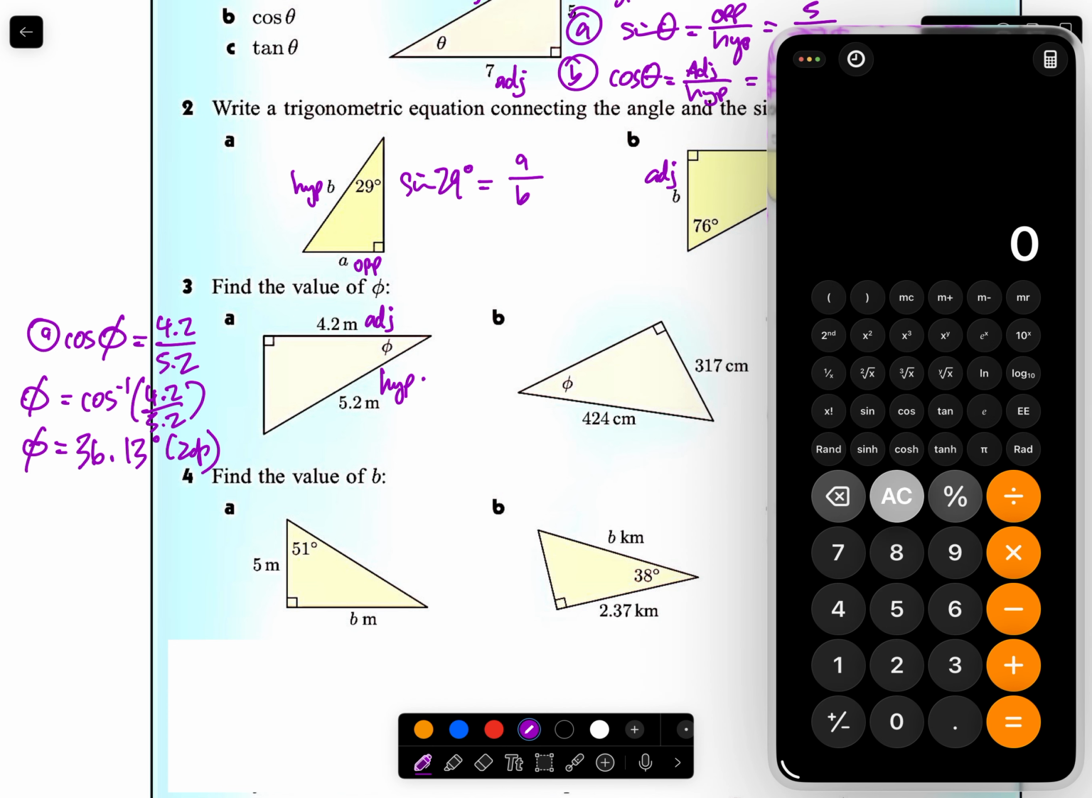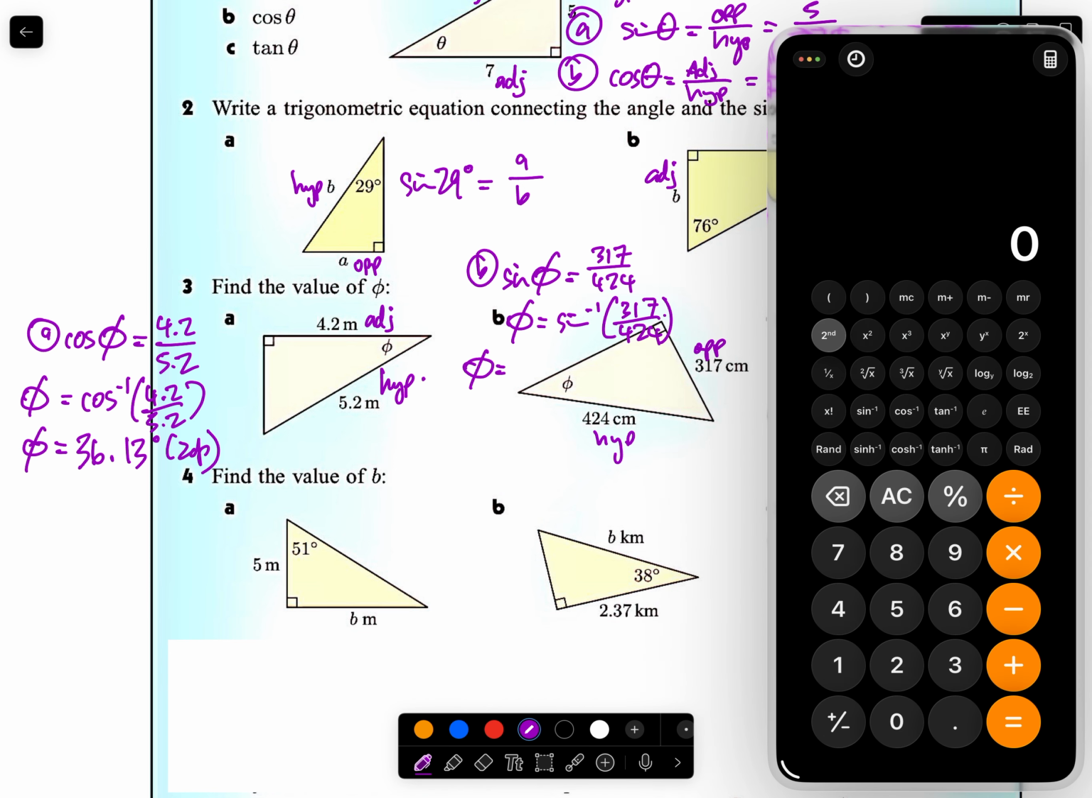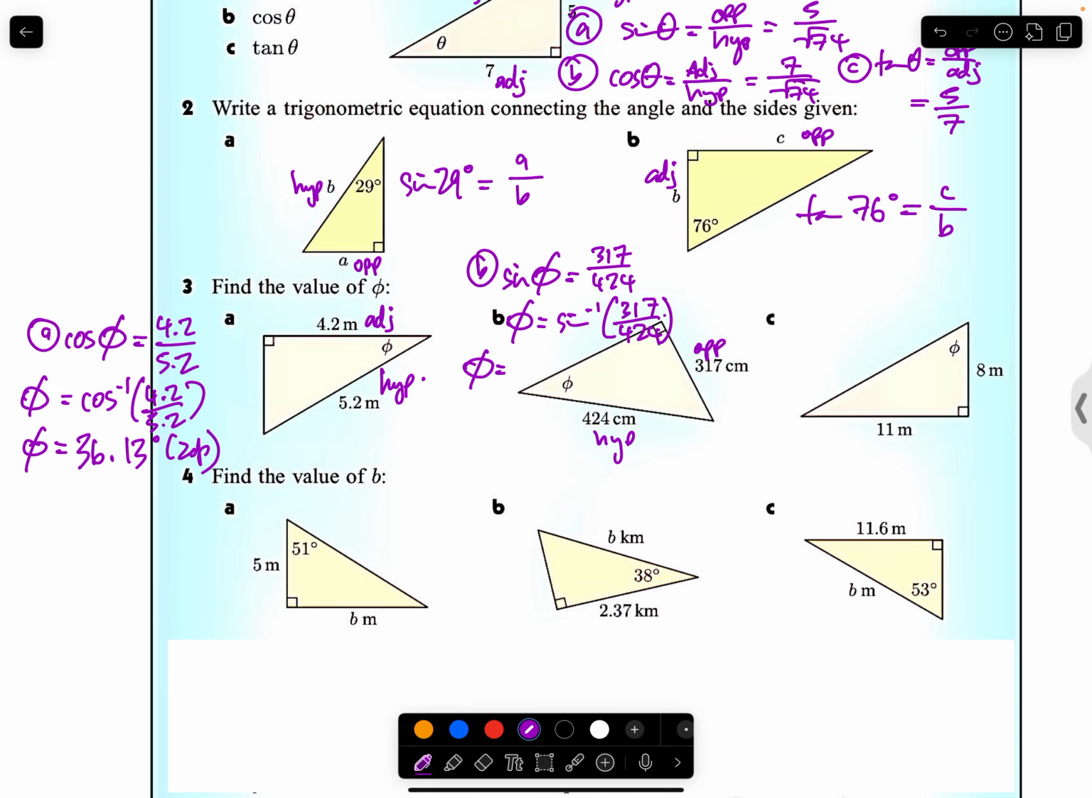This one here, we've got the hypotenuse and opposite. So B is going to be opposite over hypotenuse, sine of whatever that symbol is, 317 over 424. It's going to be sine to the minus 1 of 317 over 424. Second, sine to the minus 1 of 317 over 424, 48.39 degrees, rounded to 2 decimal places.